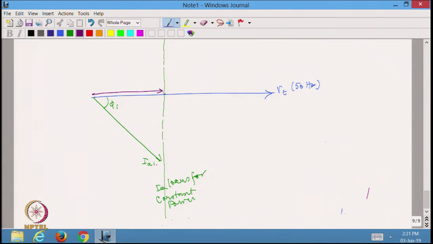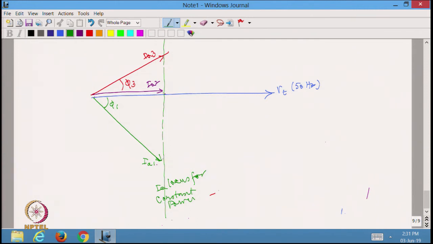Now, this is the lagging power factor condition. Let me call this condition IA2, which is the unity power factor condition, and I may have one more, which is actually the leading power factor condition, which I am calling I3. So, which is actually phi 3. Let me first of all complete the phasor diagram corresponding to this IA1.